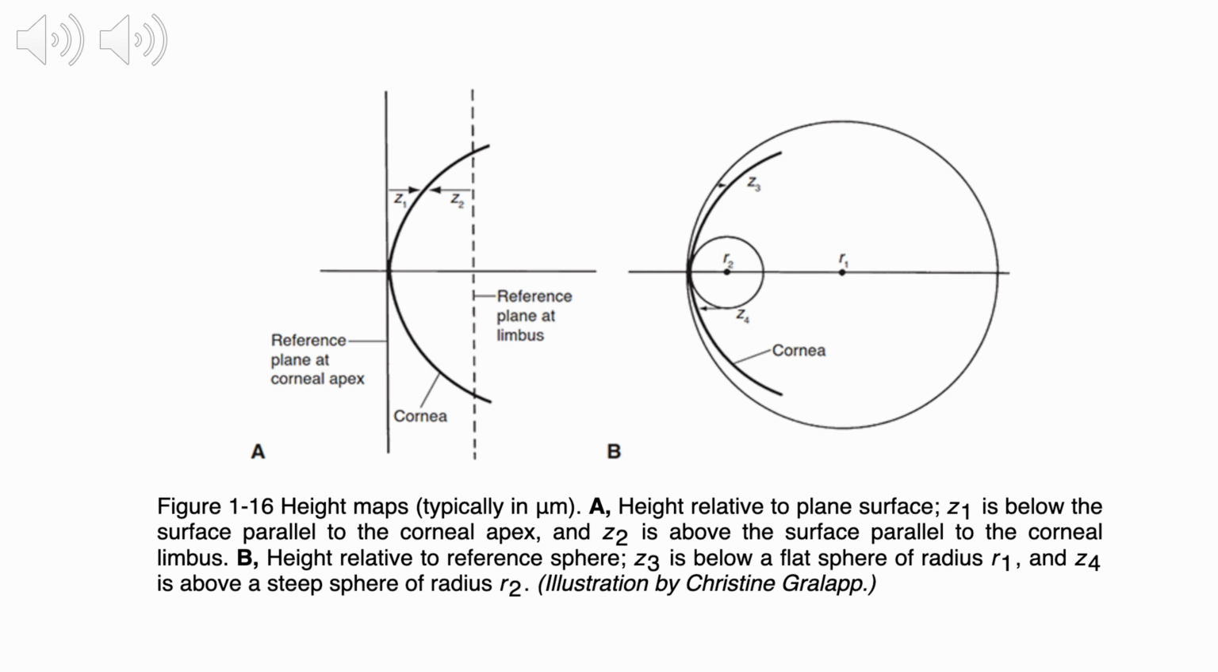The key takeaway from this figure is that elevation maps do not show absolute height. They show height relative to a chosen reference, whether that reference is a flat plane or a best fit sphere. Because different devices and algorithms choose different reference geometries, elevation maps from different systems cannot be directly compared, and apparent differences may reflect the reference choice rather than true corneal shape change.